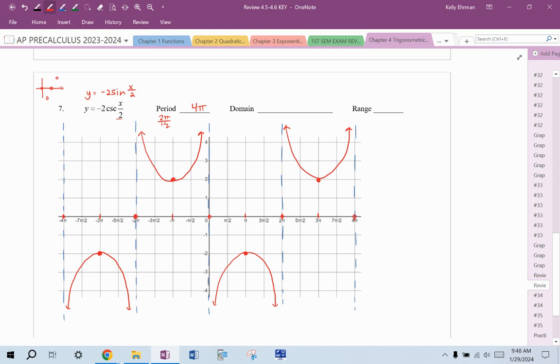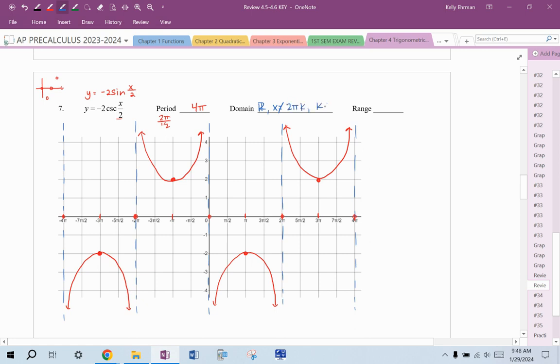What's the domain for this? So you're saying all real numbers except where are those vertical asymptotes? So you can see the pattern. We've had kind of the same few handful of vertical asymptotes. It's happening every 2 pi. So if I want to say multiples of 2 pi, I say 2 pi k.